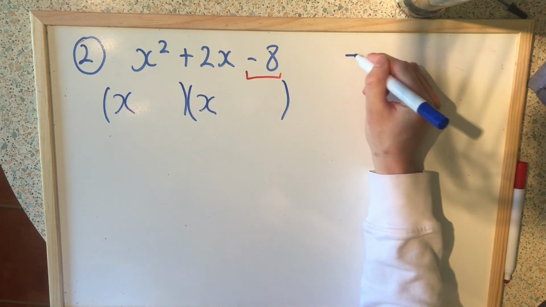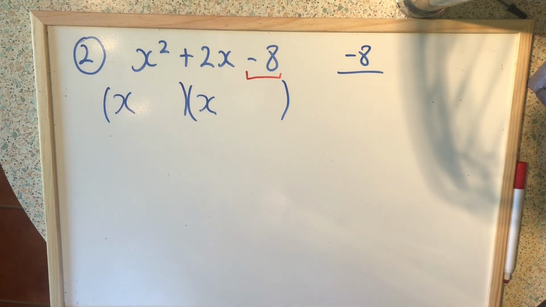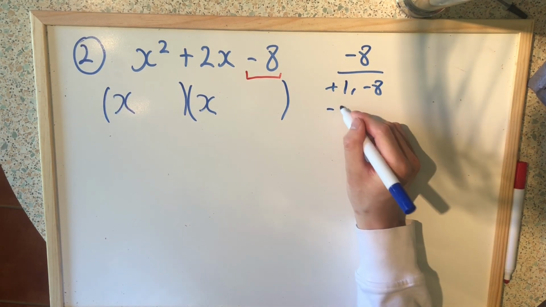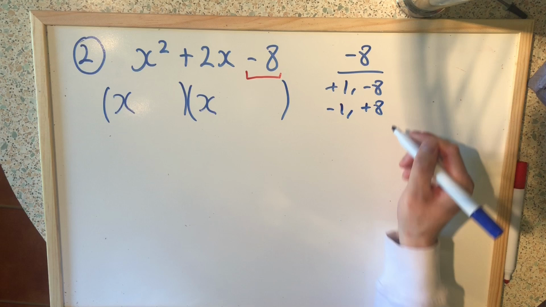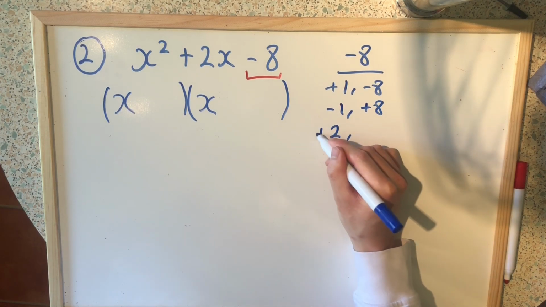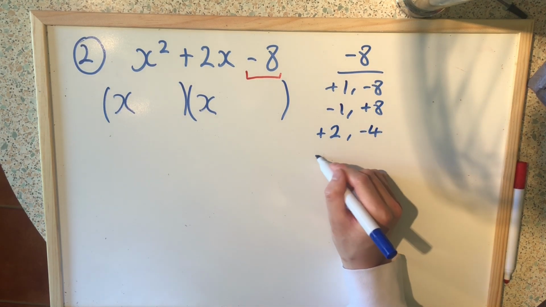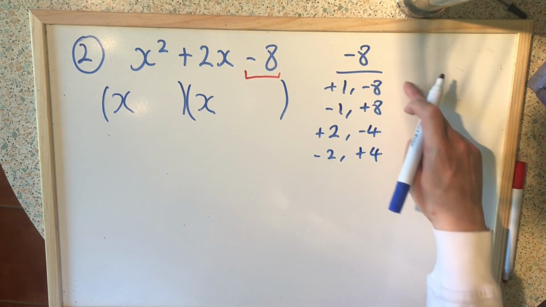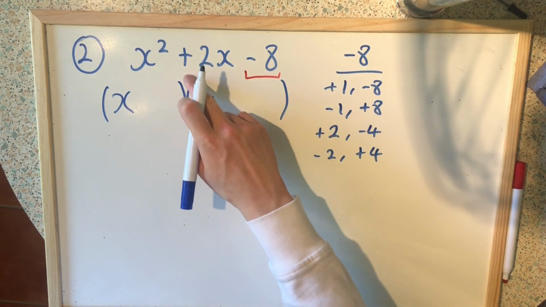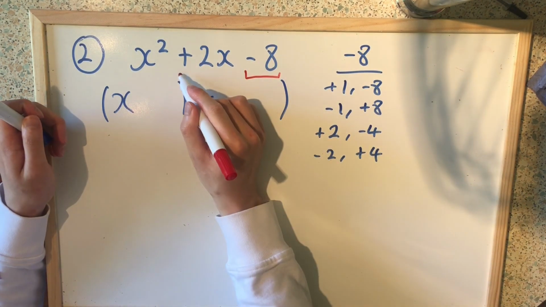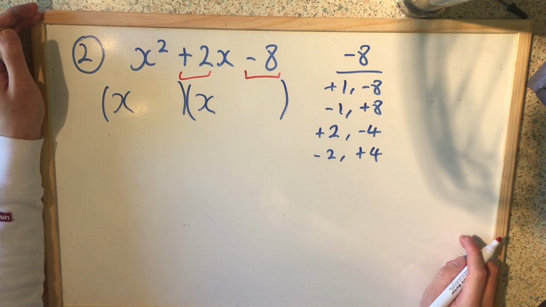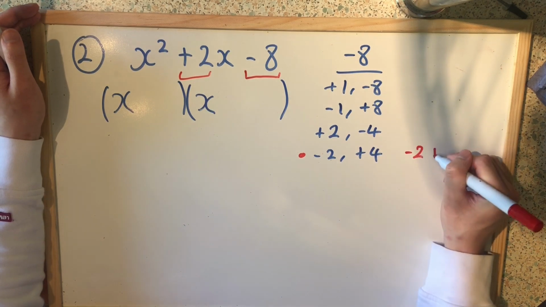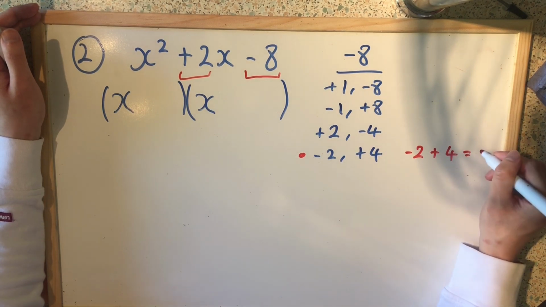So we'll look at our factors of minus 8. We can have 1 times minus 8. We can have negative 1 times positive 8. Positive 2 times negative 4. Negative 2 times positive 4. And that's it. We want one of these options to add together to give me my positive 2. And I can see straight away that this bottom one here, minus 2 plus 4, is equal to positive 2.